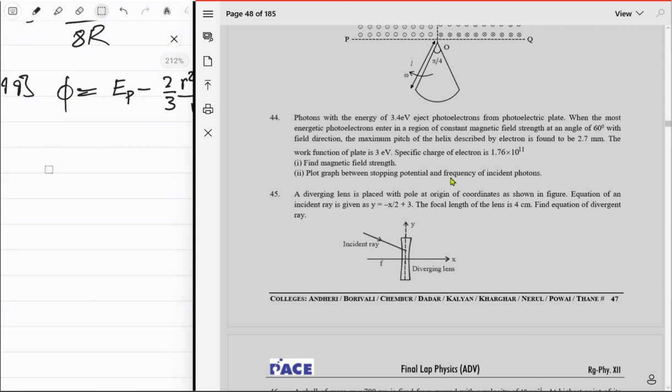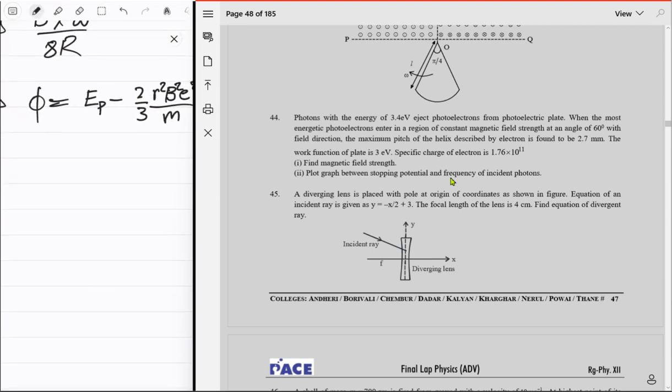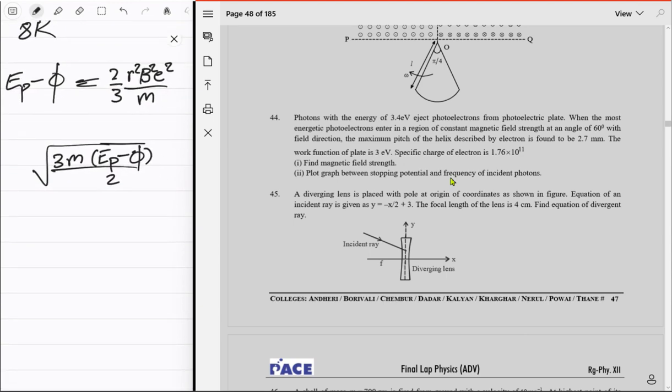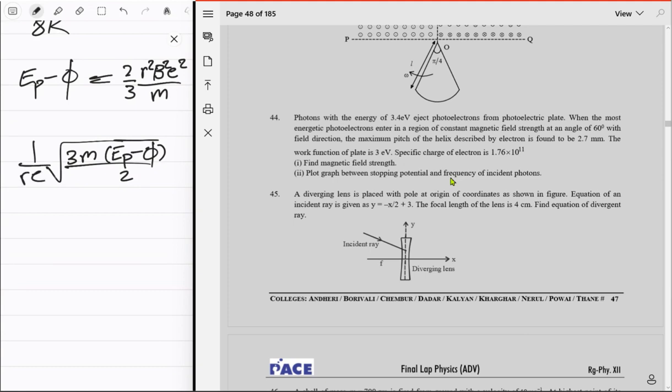So you can say it's 2/3. Yeah, this is equal to what? The energy of photon minus work function. So 3m upon E. Square root of 3m times E P minus 5 upon 2. Okay. And then 1 upon RE. That's our magnetic field.